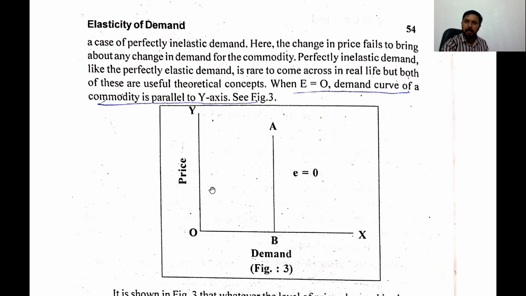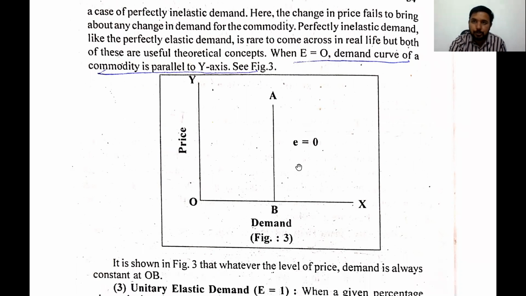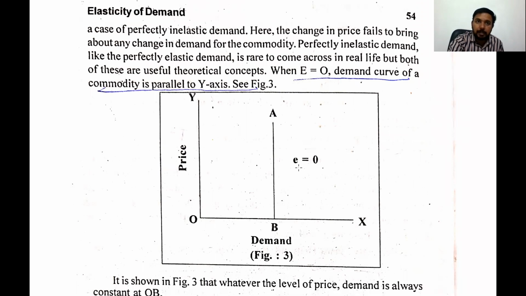See in figure 3, whether the price is 0, 1, 2, or 3, no matter what the price is, the demand will be at only one point, B, on the x-axis. There will be no change in the demand. So no matter what the price is, its demand will remain constant. In this case, it is a case of perfectly inelastic demand. So guys, this is what perfectly inelastic demand is.